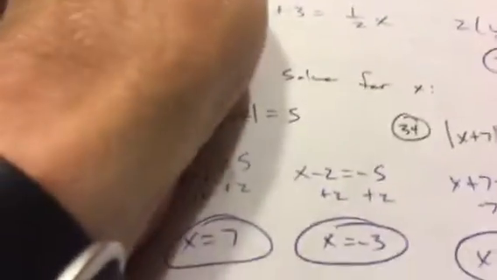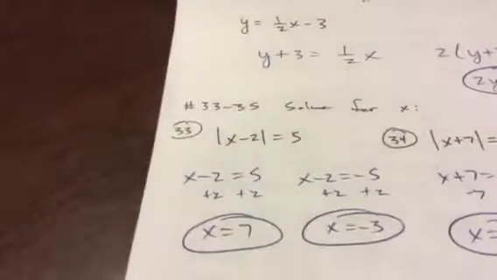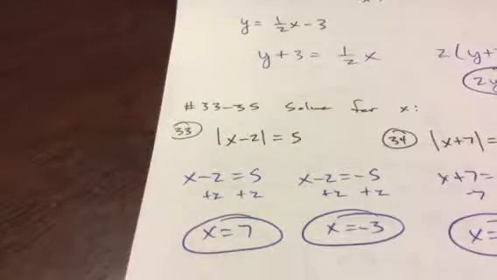Remember, folks, when you're dealing with absolute value, you have two answers because you could live to the left of the tracks 5 miles or the right of the track 5 miles. All right. There's your first equation. x minus 2 is 5. x minus 2 is negative 5. Add 2 to both sides. And those are your two answers.